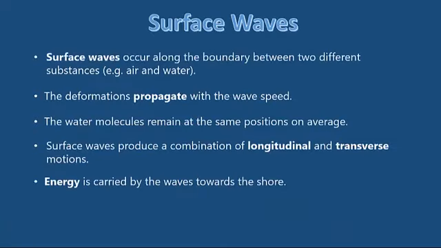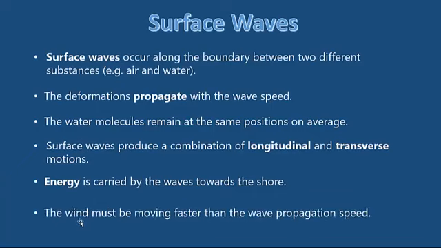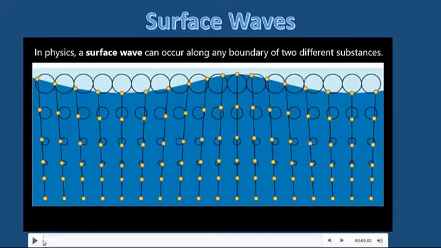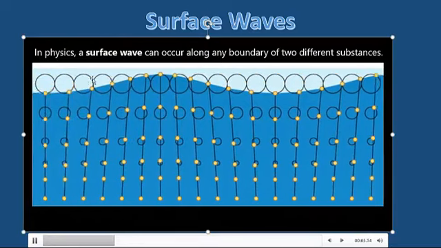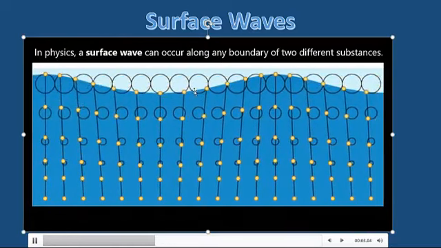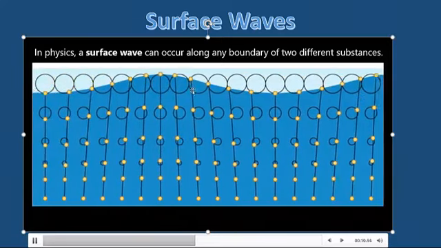So that's an important thing about surface waves, or about any waves really, but I just wanted to make that point. And here's another really important point. The wind must be moving faster than the wave propagation speed in order to create the wave in the first place. So the wind must be blowing really fast in order for the waves to be created, in order for this circular motion to take place. So the wind is blowing from left to right, it's blowing faster than the wave propagation, and that is what is creating this circular motion.